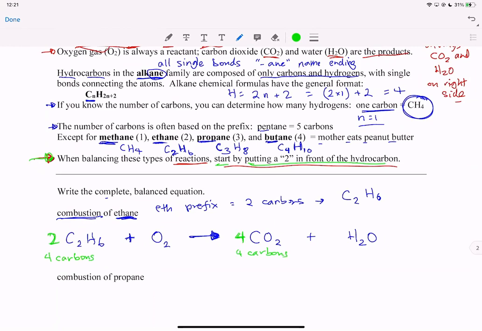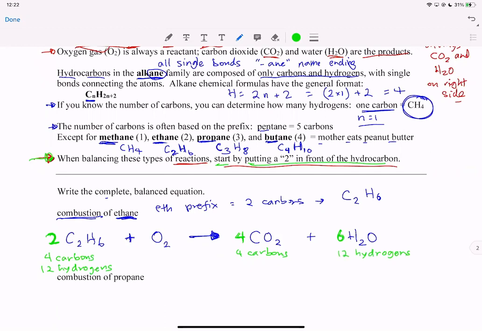This 2 in front of the C2H6 also affects the number of hydrogens. It's 2 times 6, or 12 hydrogens in C2H6. So that will need 12 hydrogens on the right side. To get 12 hydrogens, you need to put a 6 in front of H2O. So that's 6 times 2 for 12 hydrogens.